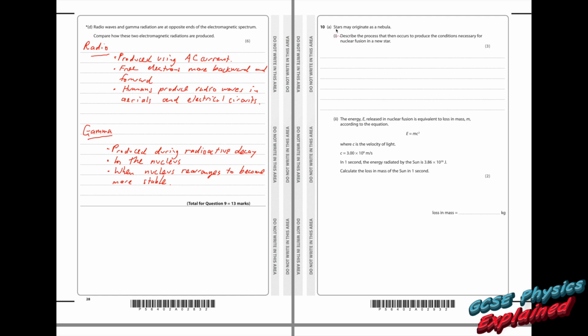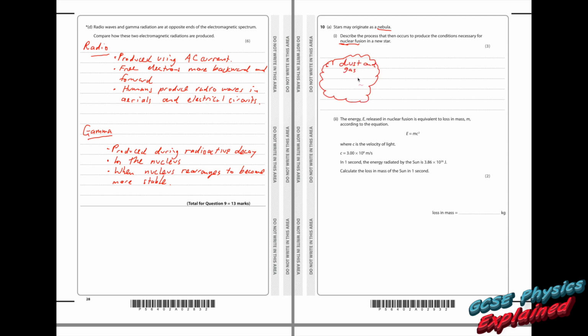Question number 10, part A. Stars may originate as a nebula. Describe the process that then occurs to produce the conditions necessary for nuclear fusion in a new star. So, nuclear fusion in a new star. I've got a nice video that covers the birth, the life and the death of stars. Click the link above. All stars start off as a nebula, which is basically a giant cloud of dust and gas.